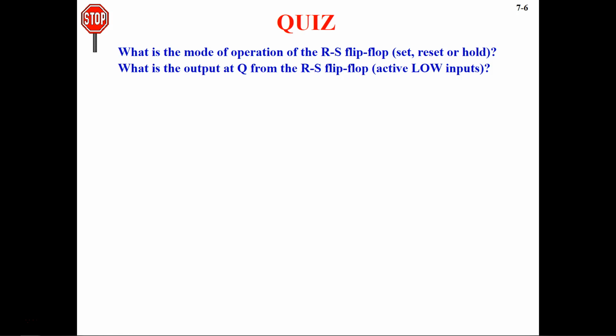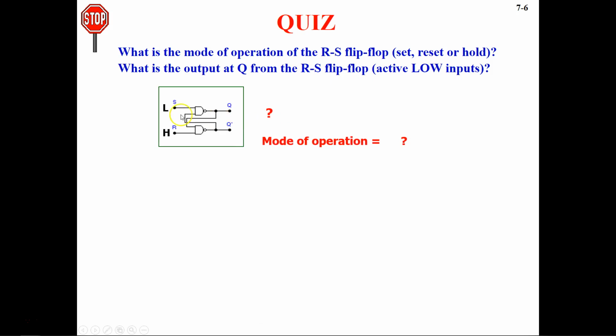What is the mode of operation of the RS flip-flop? Set, reset or hold? What is the output at Q from the RS flip-flop at active low input? So there will be some different conditions, and we are going to see what would be the answer for that. So when your set is 0 and your reset is high, then what happens? Since it is an active low input, when your set is 0, then the output Q is going to turn high. And Q dash will be the complement of Q, so this is going to be 0. So the answer is this is the set mode of operation, and the output will be high.